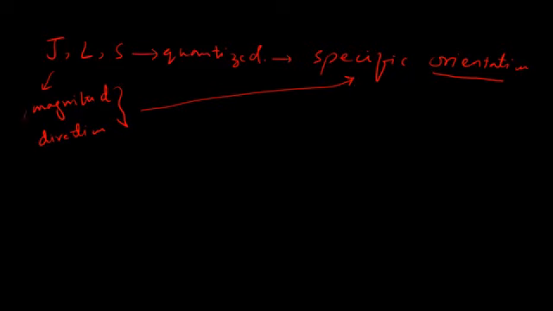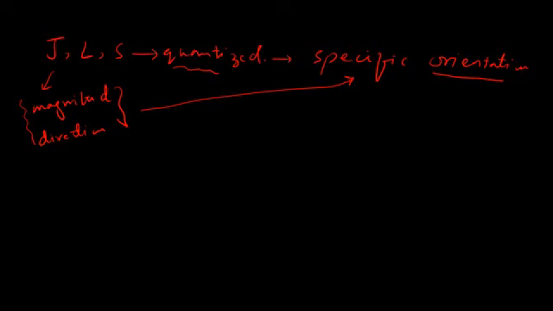Quantized means that only specific values are allowed, not all values. It's not continuous in its values, rather it can attain only certain values.